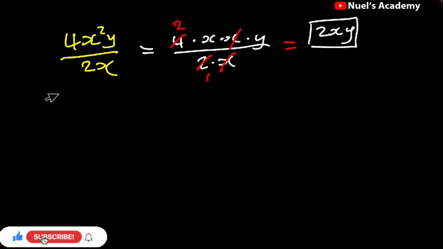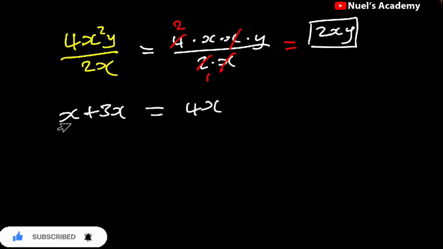So let's simplify x plus 3x. So x plus 3x is simply equals to 4x. If the variables are the same, then you go ahead and add or subtract as the case may be. Here, the coefficient of x is 1, so 1 plus 3 is equals to 4. Then you pick one of the x.